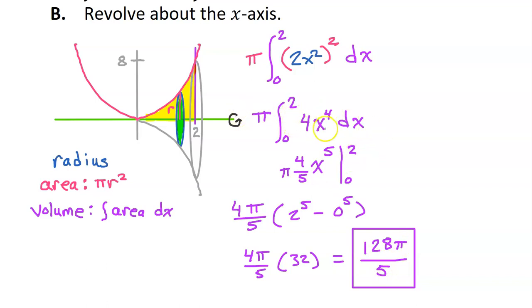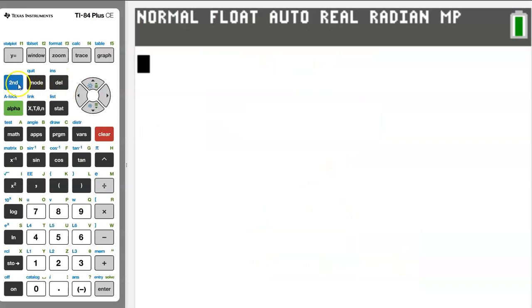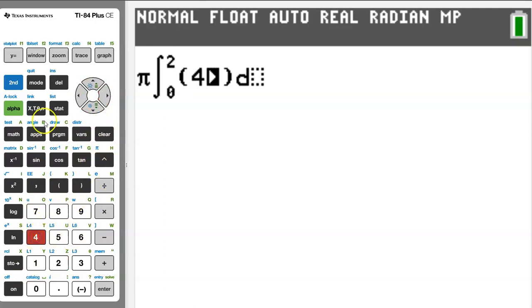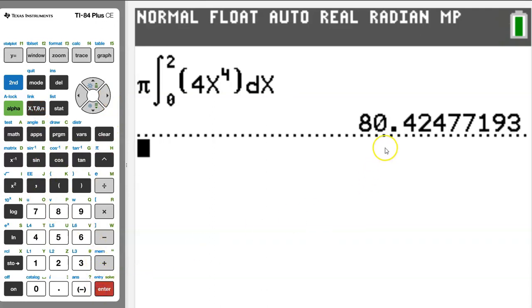Now, these problems are calculator active, so I could have put this expression into the calculator. So that's pi, and then for integration we hit the math button and choose option 9, and we are integrating from 0 to 2. And we are integrating 4x to the 4th power. So that's 80.425 if you round up, or if you truncate, 80.424. Either is acceptable.